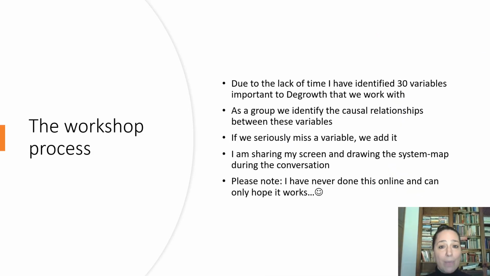So what is going to be our workshop process? Due to the lack of time, I have identified 30 variables that I found important to degrowth, and we work with these variables. And then, as a group, we identify the causal relationships between these variables. If we seriously miss a variable, we can always add it.